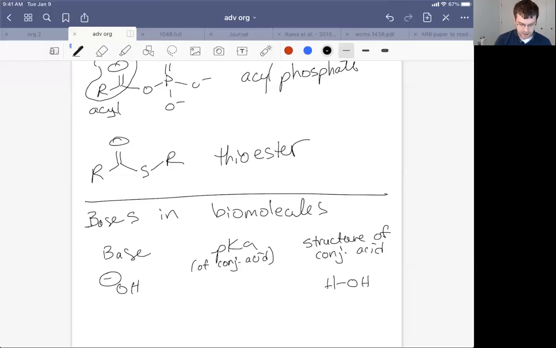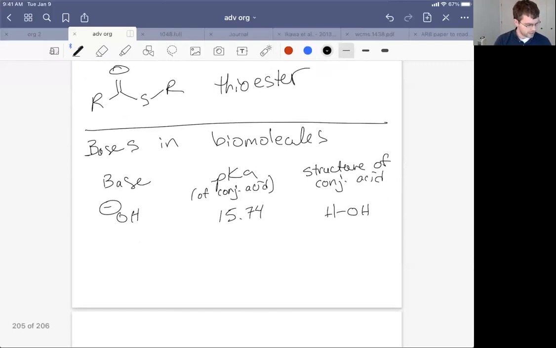So the pKa of the conjugate acid of hydroxide is the pKa of water, and that's about 15.74. Okay. And if you're like, wait, isn't it 14? We'll go over that in just a second. We'll do some quant math.